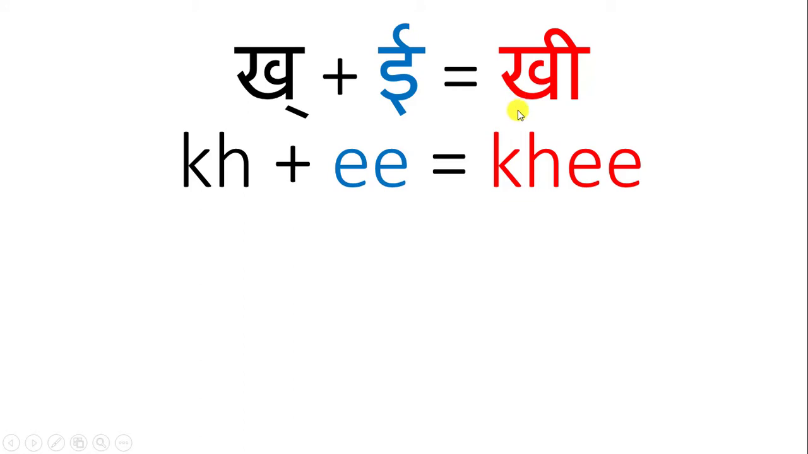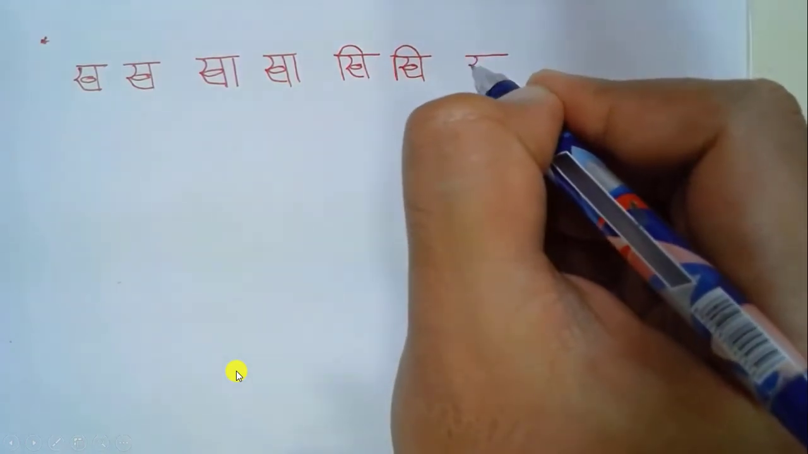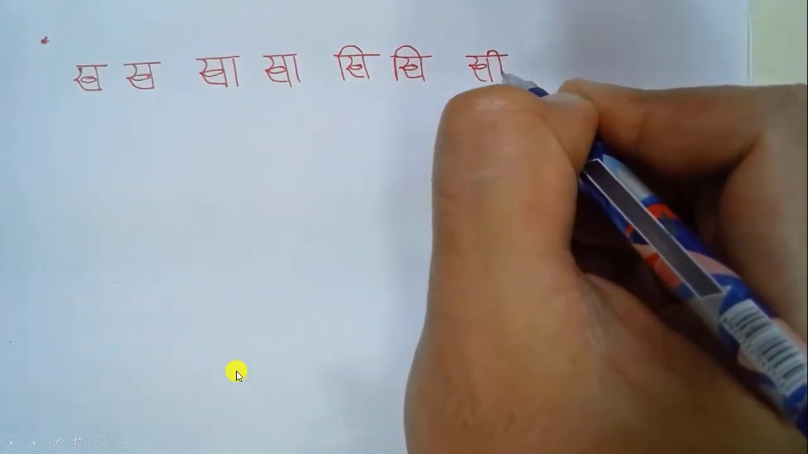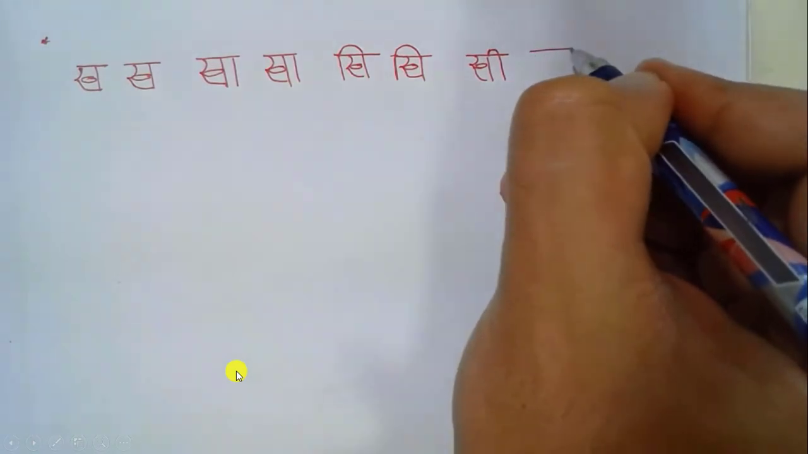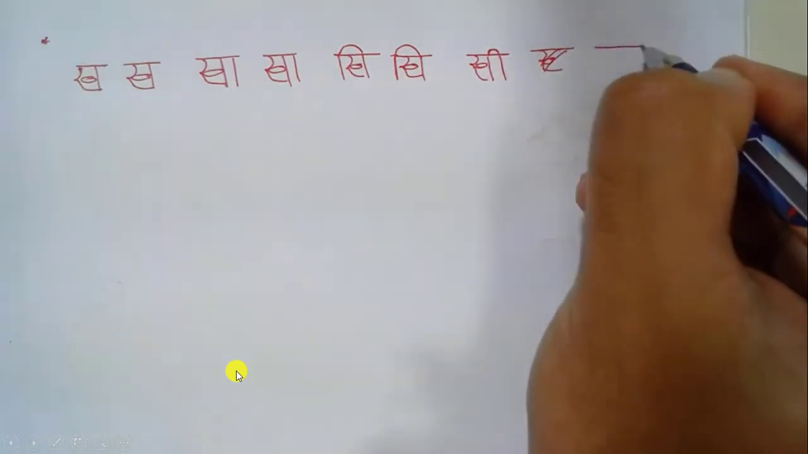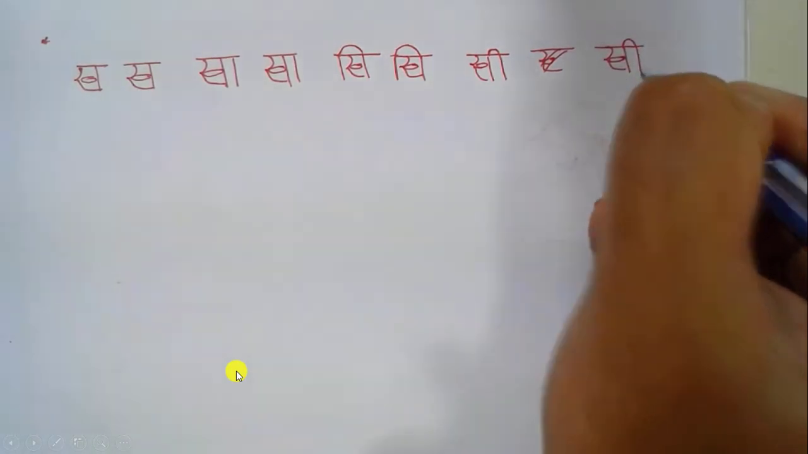Next is Kee. You get this sound Kee when you add K to long E. K plus E equals Kee. And this is how it is written: K plus a line to the right. Once again, like this.